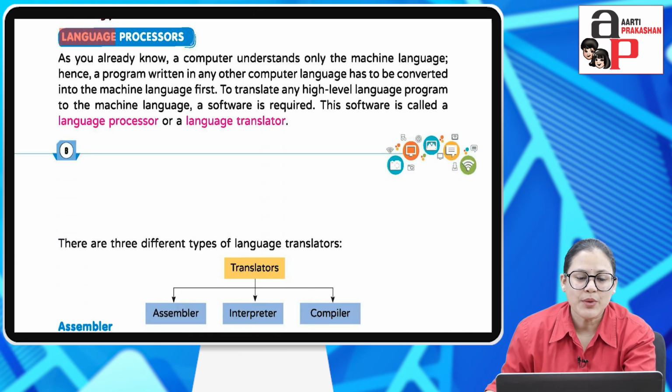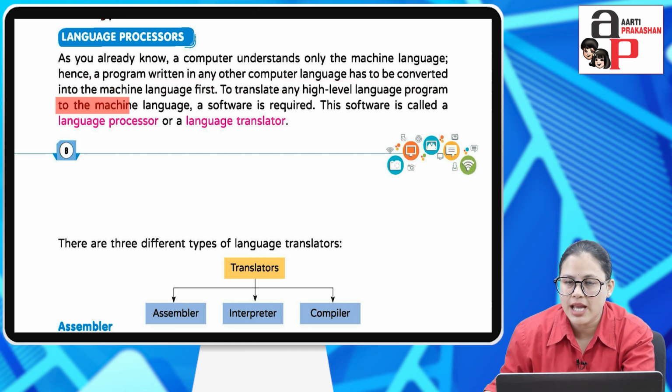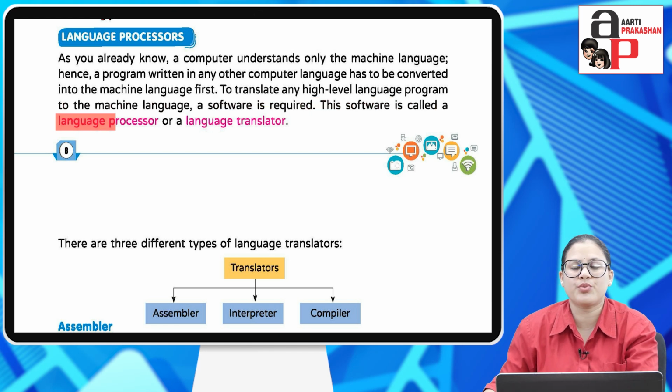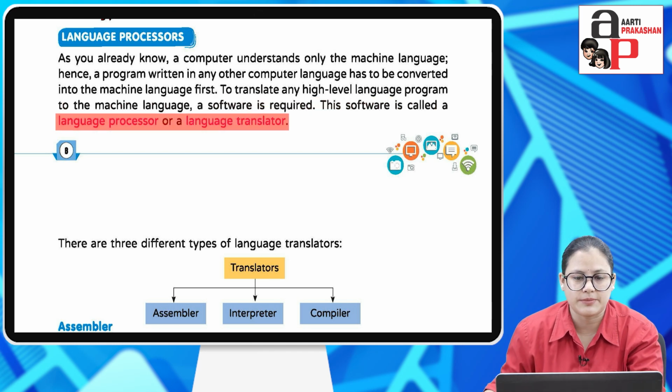Okay. Language processors. As you already know, a computer understands only the machine language. Hence, a program written in any other computer language has to be converted into the machine language first. To translate any high-level language program to the machine language, a software is required, and this software is called a language processor or a language translator.